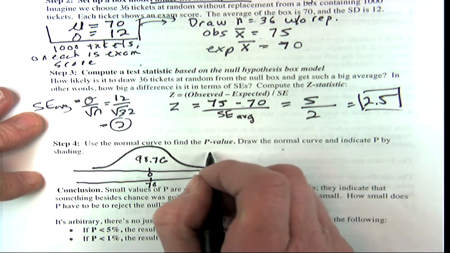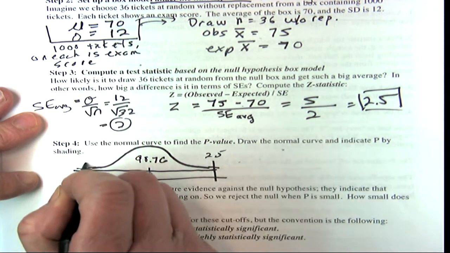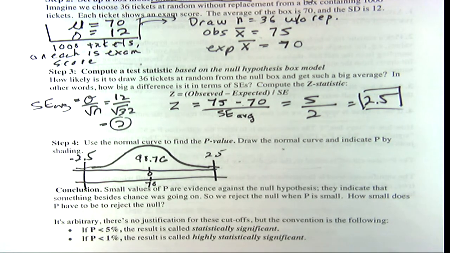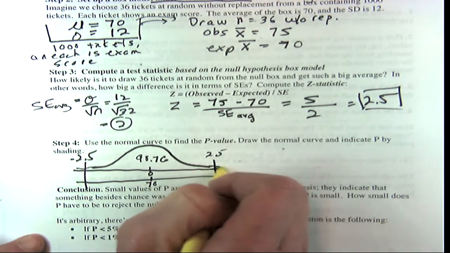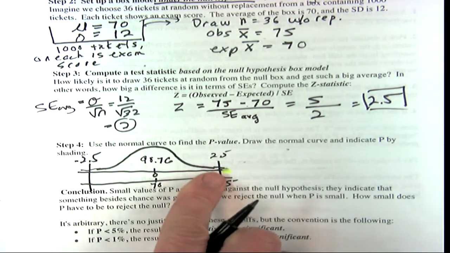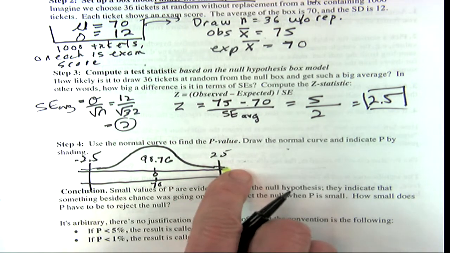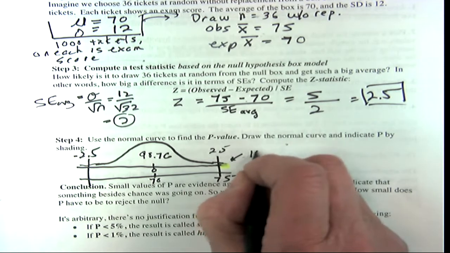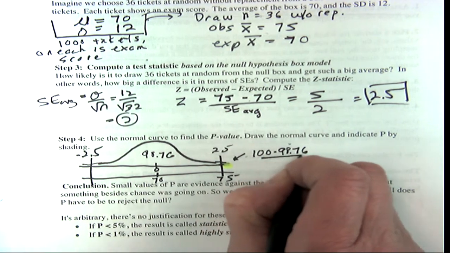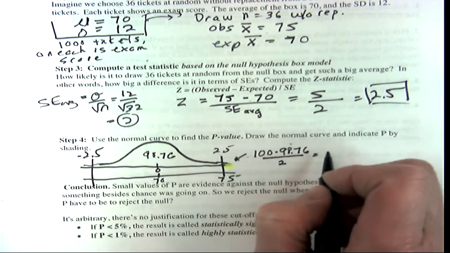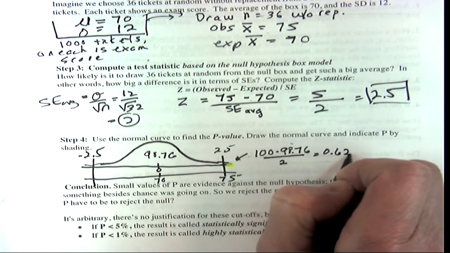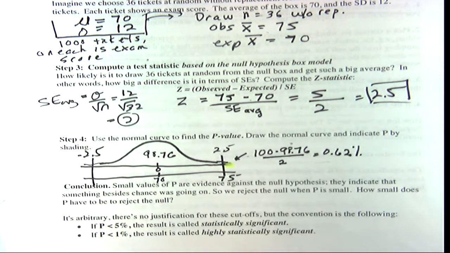That's where 2.5 is. Between 2.5 and negative 2.5, this little piece right here, the probability that we would have gotten a 75, this 5-point difference, translates into a probability of 100 minus 98.76 divided by 2. So that's 1.24 divided by 2. So that's 0.62%, less than 1%. That's tiny.